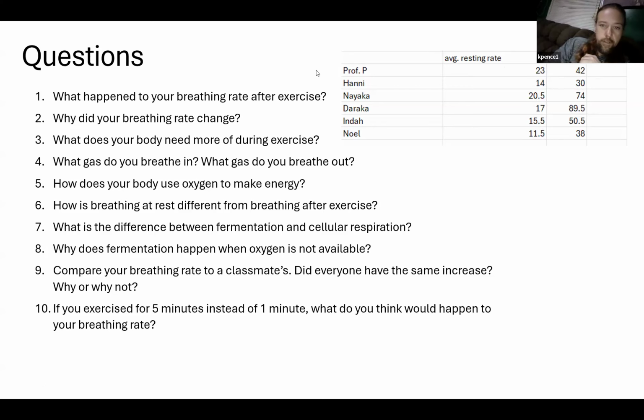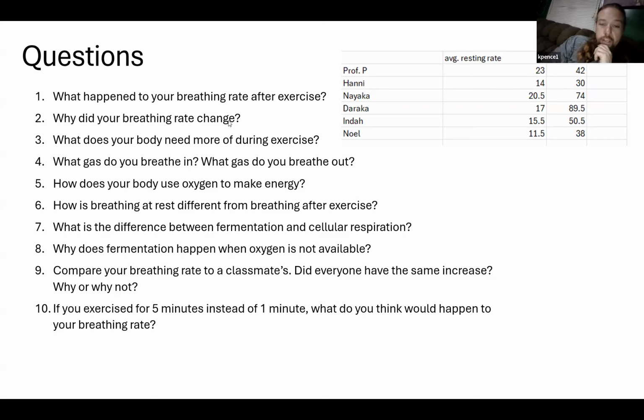Put it in the chat, maybe? Hang on. Too much stuff open. Anybody there? If you don't want to say it, you can put it in chat. Okay, increase. Thank you. Making sure I'm still here. Yeah, so we can see on average, everybody's breathing rate after physical activity all increased.